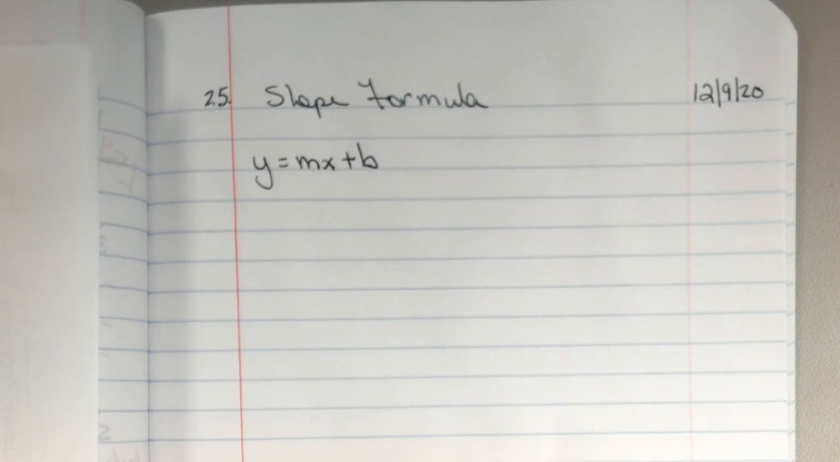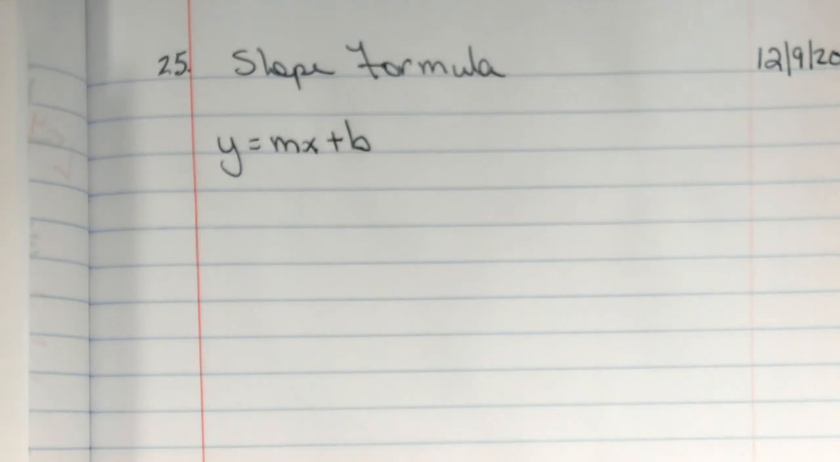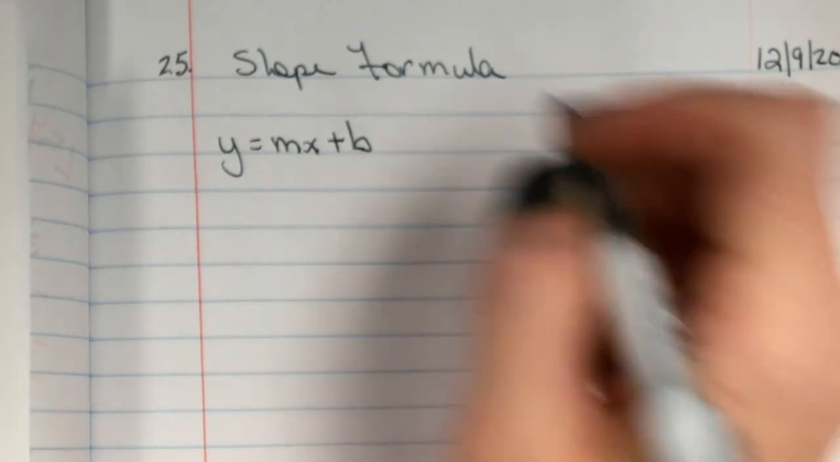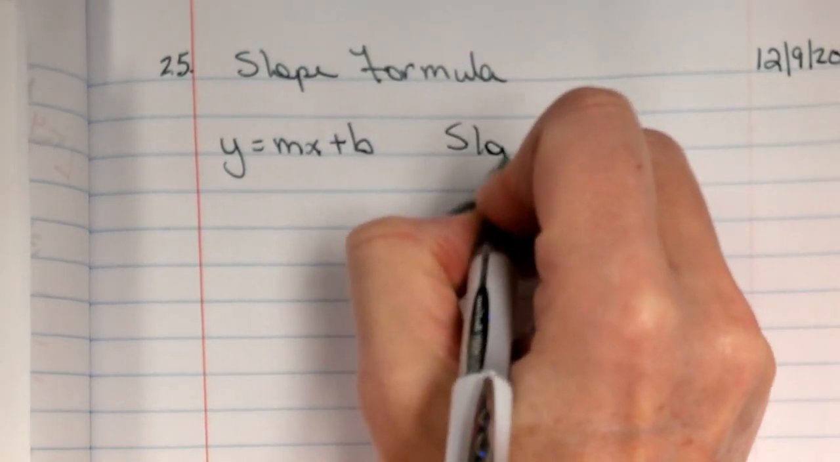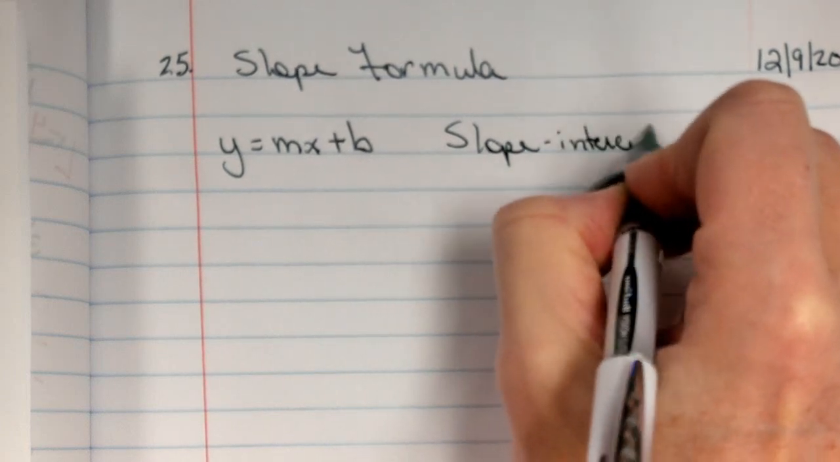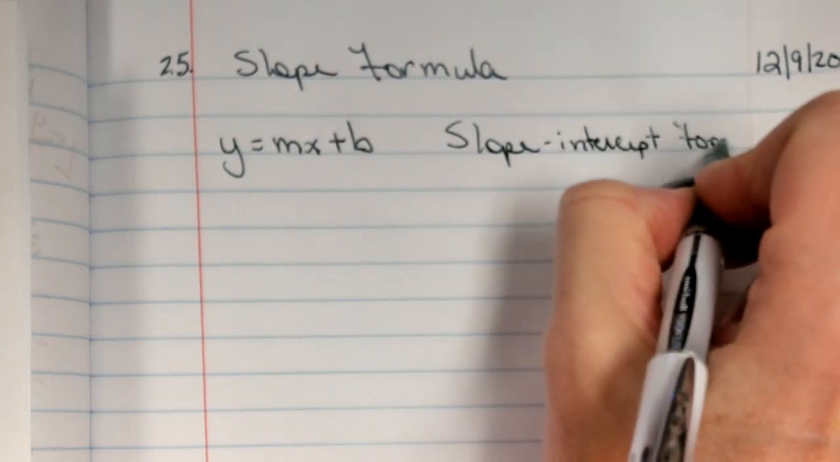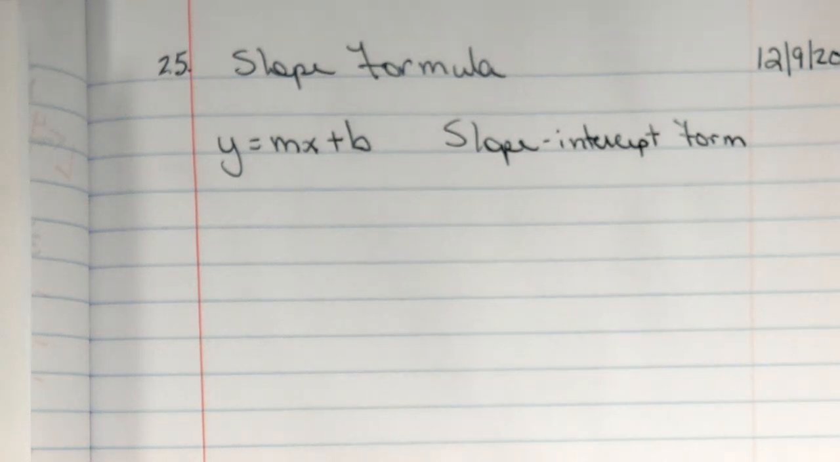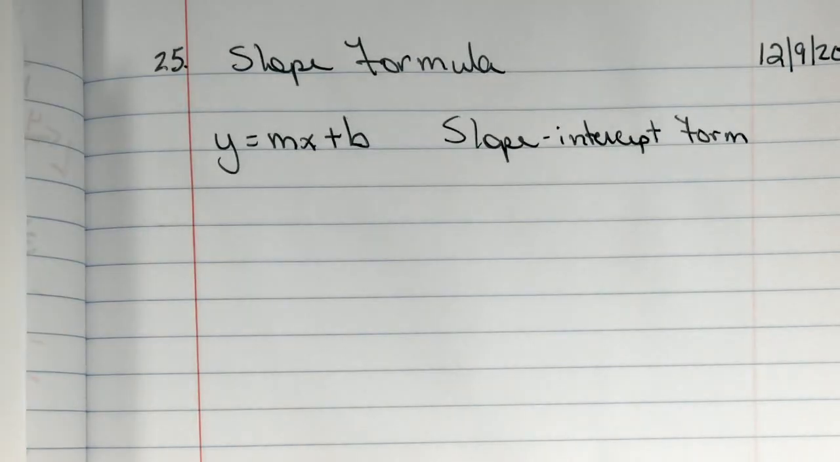Does anybody remember what we call that form of the equation? We haven't said it a whole lot. Yeah, that's your slope-intercept form. That's the form that we want it in when we're going to be graphing. That's the easiest way to graph a line.